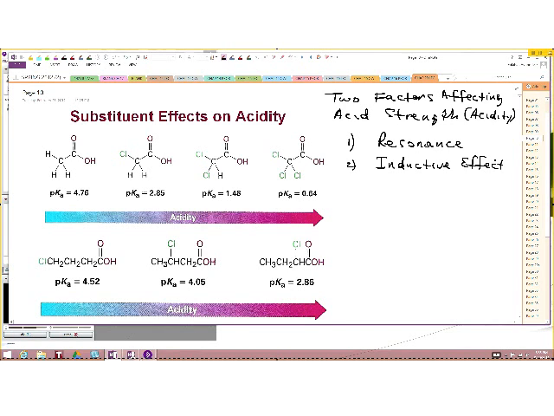Resonance and inductive effect. Let us say, for example, if I have this here, that's acetic acid. As you can see here, the pKa value for acetic acid is, let's say 5, close to 5.